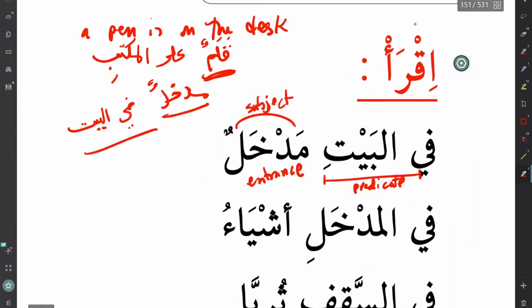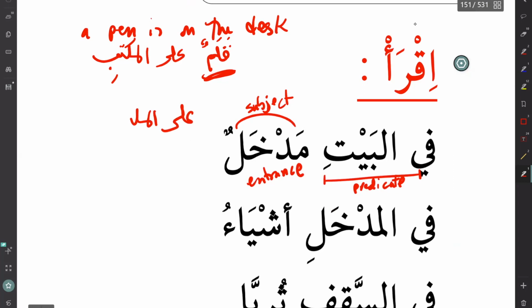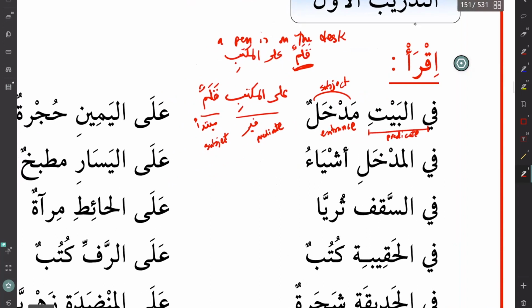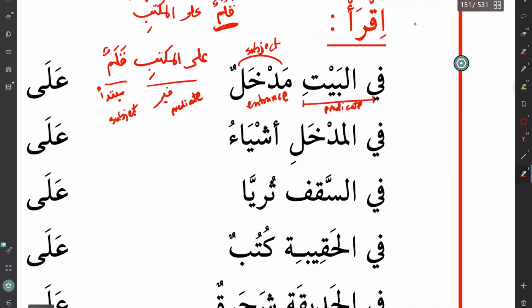So what do you do? In this case, you will bring the predicate first. You'll say ala al-maktabi, what? Qalamun. Now you're bringing the predicate first, which is the khabar, right? In Arabic, we call it khabar. And we bring the subject later, mubtada. Mubtada is subject. Basically, predicate and subject. You understand? So that's pretty much what's happening with all of these sentences. So let's quickly go through them.